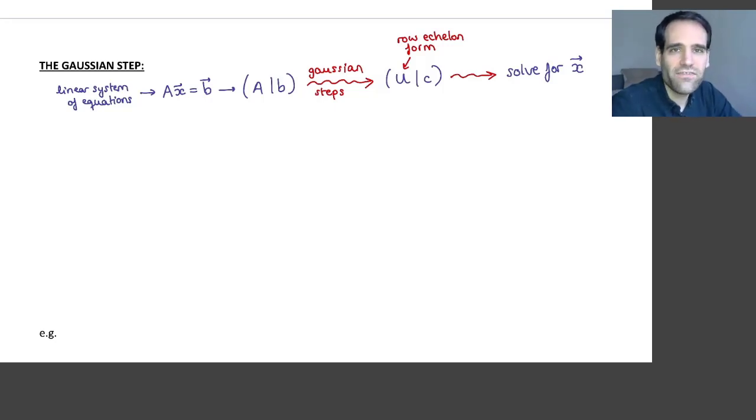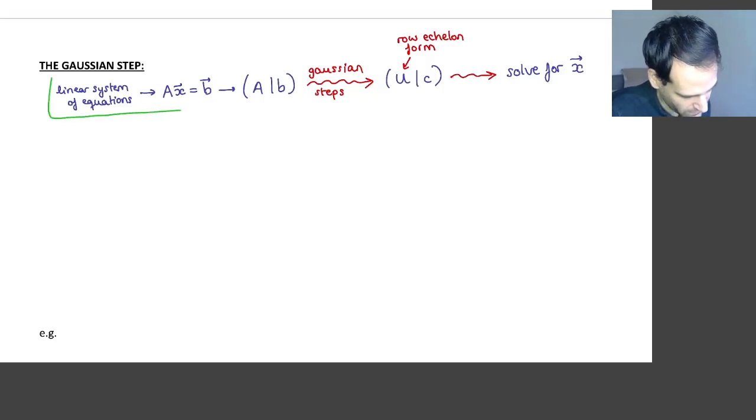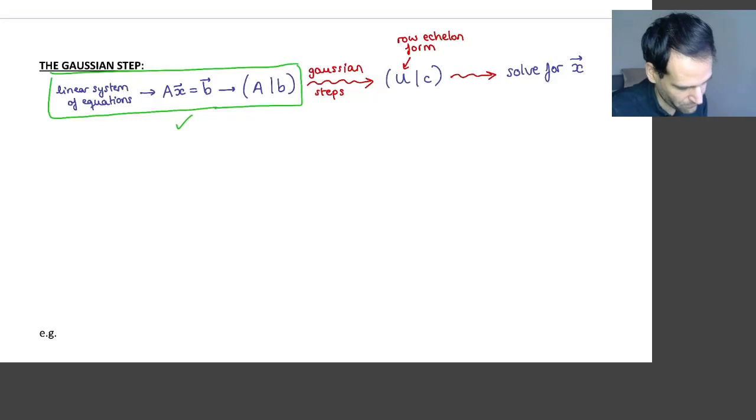Hello again. In this video we'll look at the final piece in this puzzle of Gaussian elimination. So what do I mean by this? I have already told you how a linear system of equations can be written as a matrix times a vector equals another vector, and this can be written using an augmented matrix. So this you have seen.